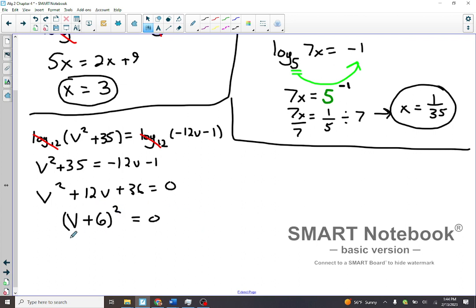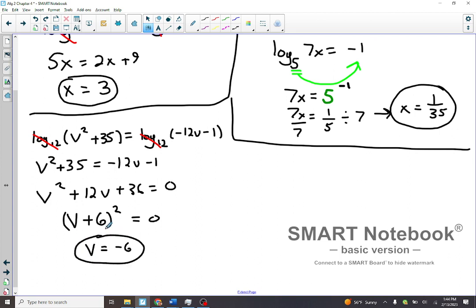Now I solve for each one. Since there's only one factor, I don't have to split anything. v plus 6 equals 0. There's nothing to split because they're the same. If you had two different things, like v plus 2 and v plus 3. So v equals negative 6.